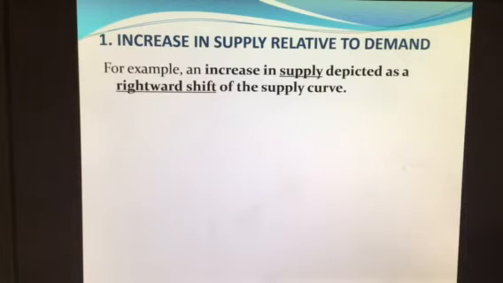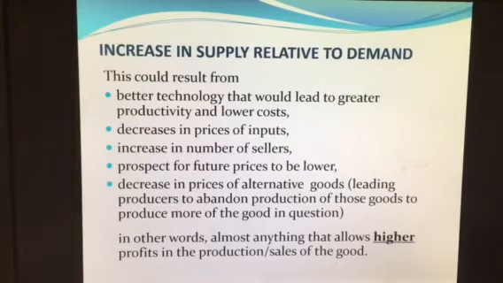First of all, increase in supply relative to demand. An increase in supply would be depicted as a rightward shift of the supply curve. And this could result from any number of items here. Better technology that would lead to greater productivity and lower costs, decreases in prices of inputs, increase in the number of sellers, the prospect for future prices to be lower than they are now, decreases in prices of alternative goods. In other words, almost anything that allows higher profits in the production and sales of that good in the present.